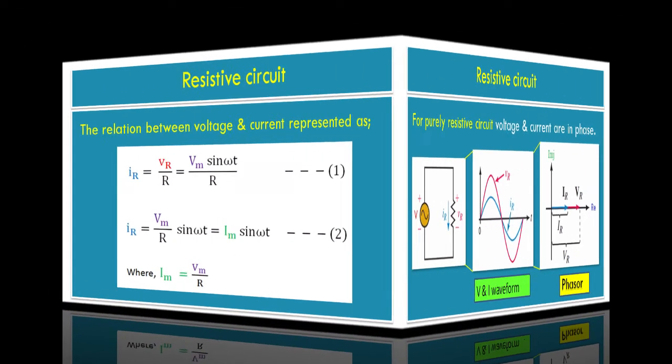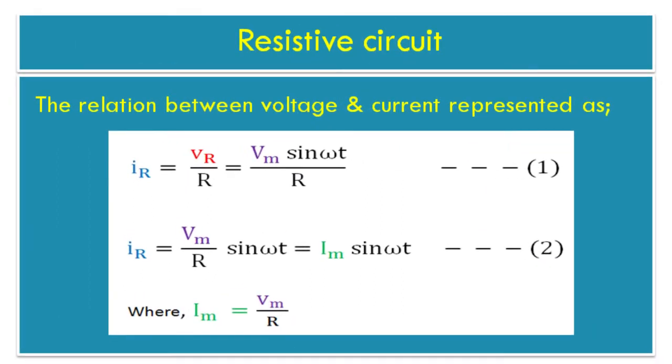Let's see the relation between voltage and current in a resistive circuit. Current IR is equal to voltage VR upon resistor R, which is equal to Vm sin omega t upon R, given by equation 1. Then current IR is equal to Vm upon R into sin omega t, which is equal to Im sin omega t, given by equation 2, where Im is equal to Vm upon R.